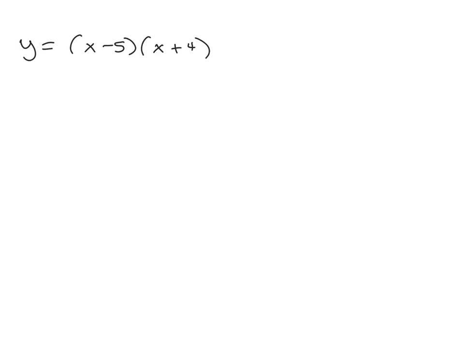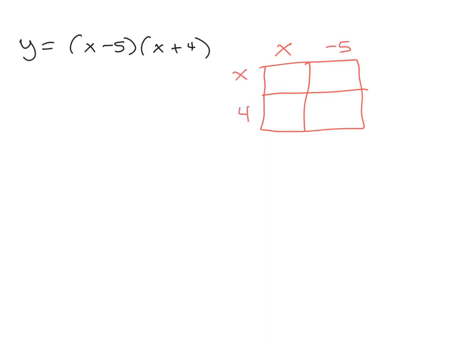Here we see the equation of a parabola in intercept form, and we're going to multiply it out in order to rewrite this equation in standard form. Because we have a binomial times a binomial, we're going to use the area model to help us multiply this out correctly. So we have x, -5, x, +4. And so now we multiply.